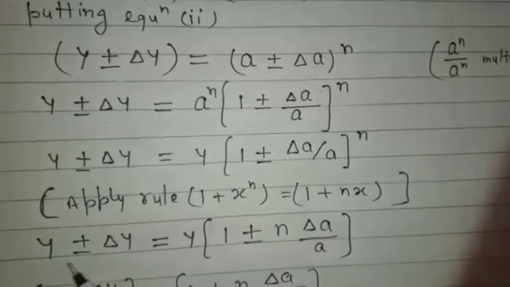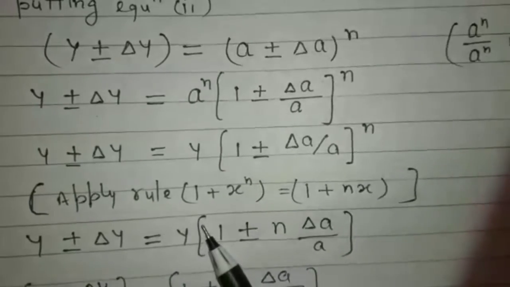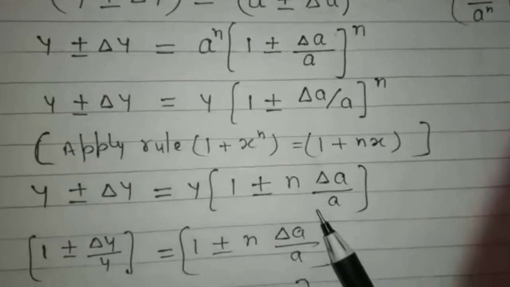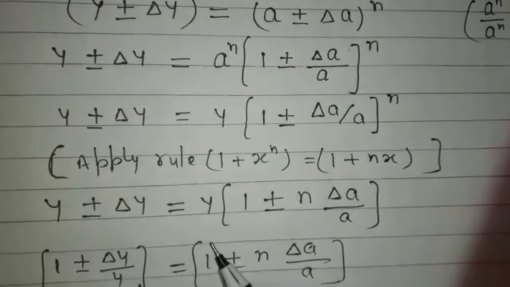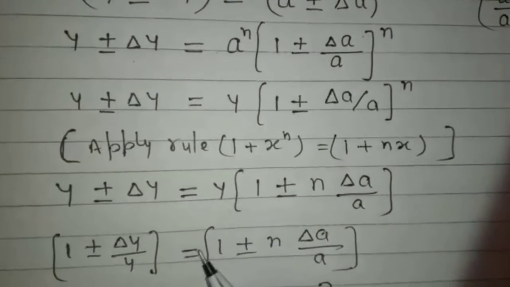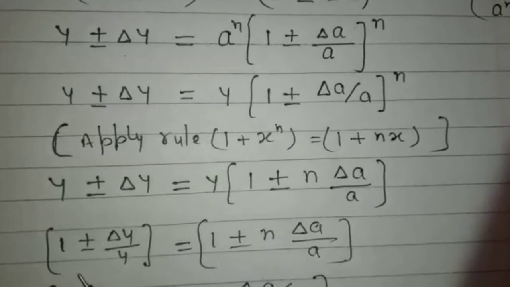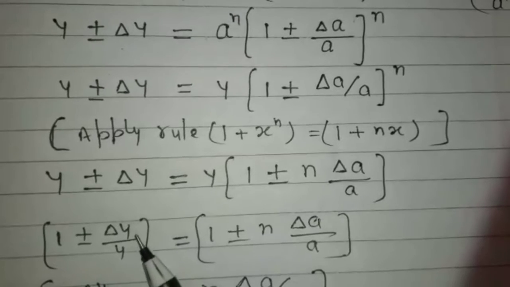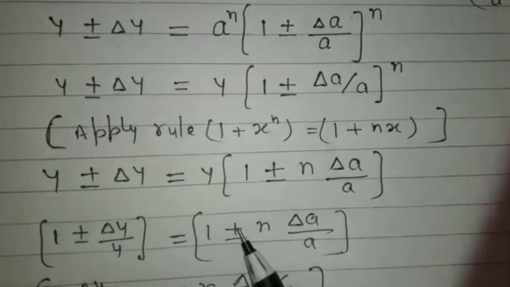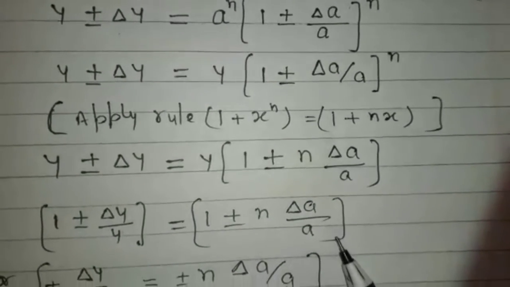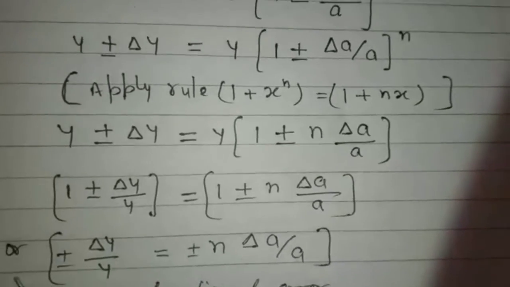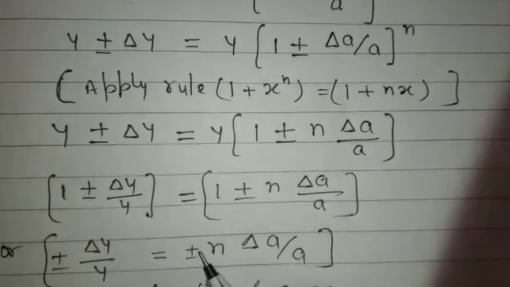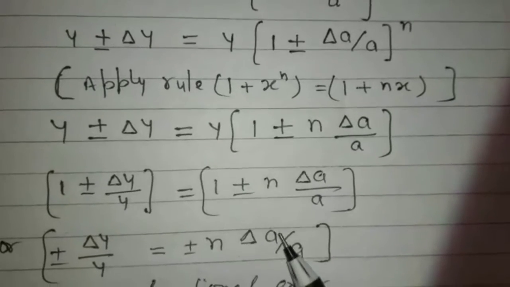Apply the rule: (1 plus x) power n is equal to 1 plus nx. After this rule, y plus minus delta y is equal to y times (1 plus minus n into delta a upon a). Divide y on the LHS side. So, 1 plus minus delta y upon y is equal to 1 plus minus n into delta a upon a. So, plus minus delta y upon y is equal to plus minus n delta a upon a.